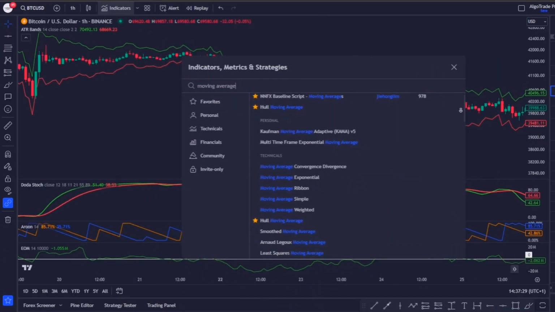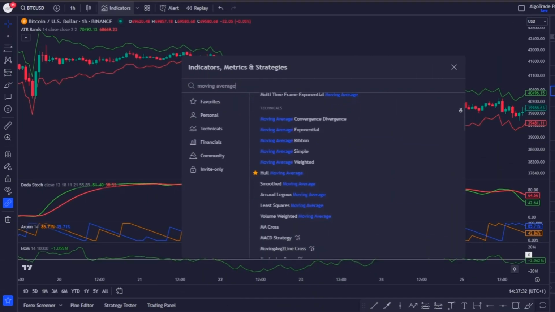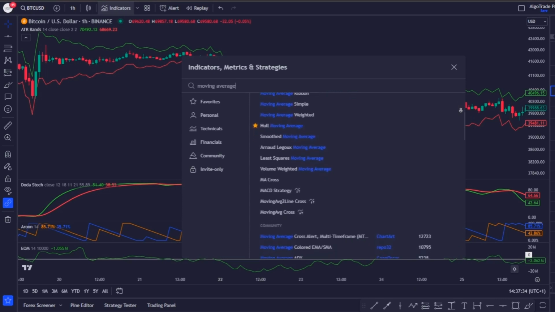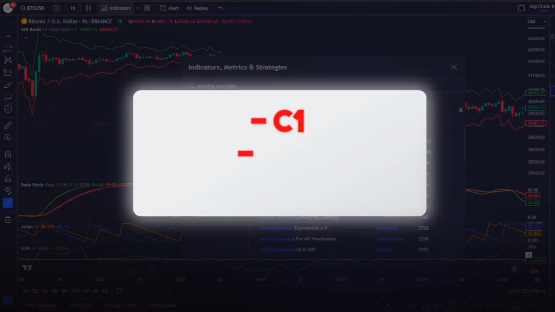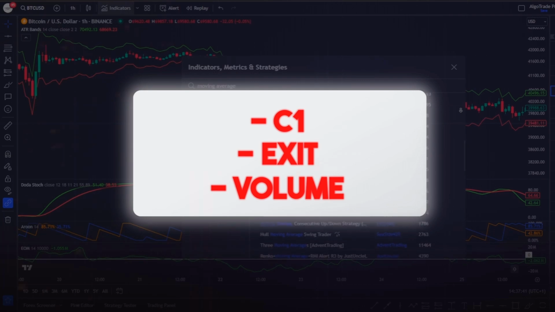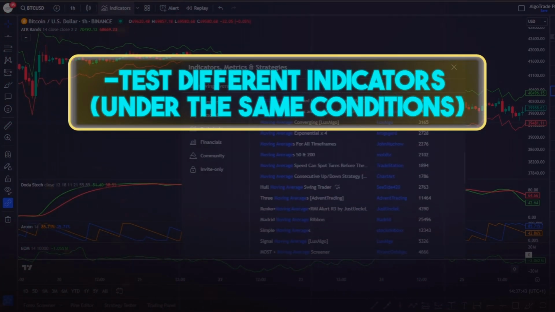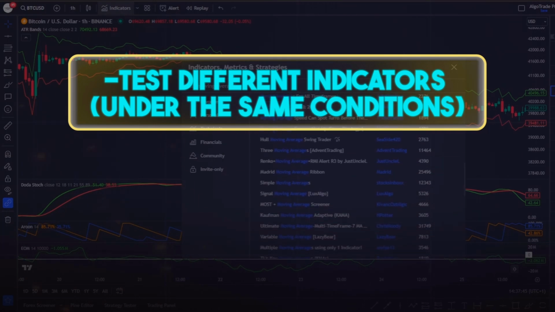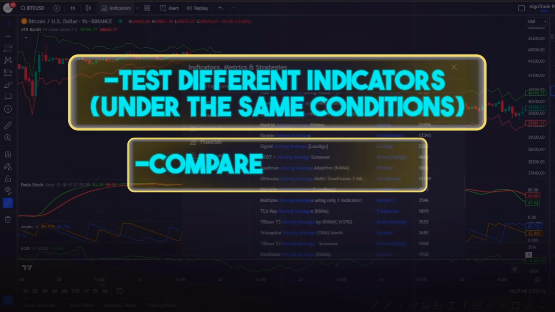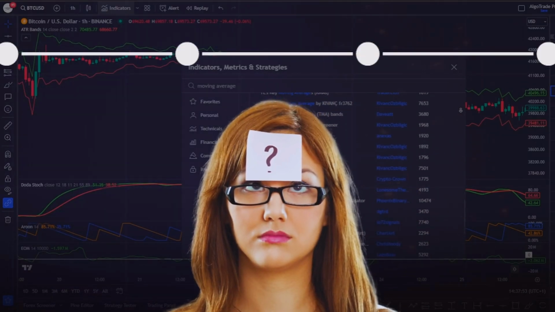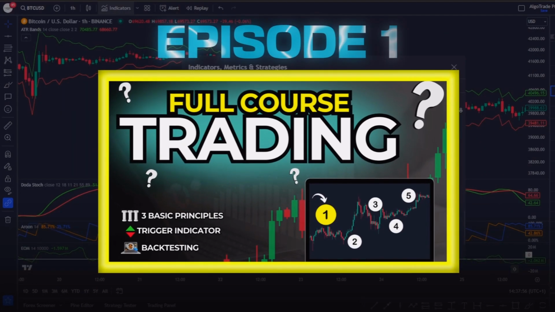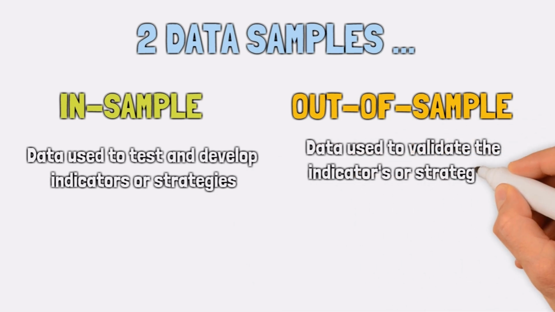To discover which filter indicator, or in my case, which moving average is the best for my strategy, I will use the same process I used to discover my C1, exit and volume indicators. Test several different indicators, in my case moving averages, with this function under the same conditions, compare the results and select the most effective one, using both in-sample and out-of-sample data. If you have any questions about this process, refer back to episode 1, where I explained everything in detail.